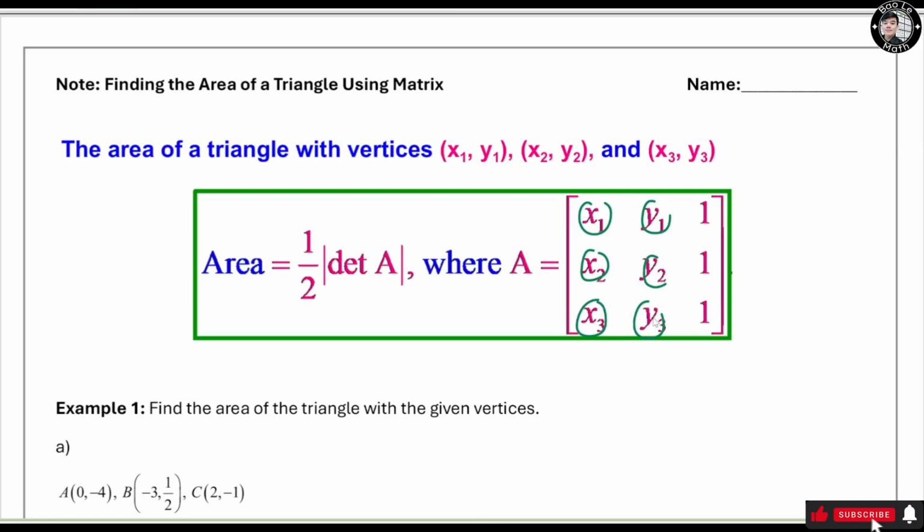Look at the first two columns right here. You just reorganize this one, right? Now, the third column, you just put 1, 1, 1, right?